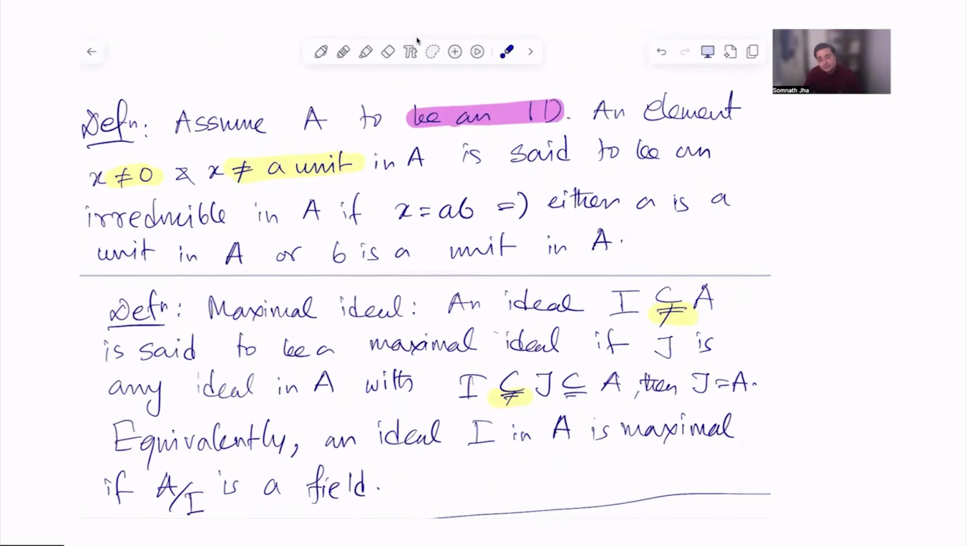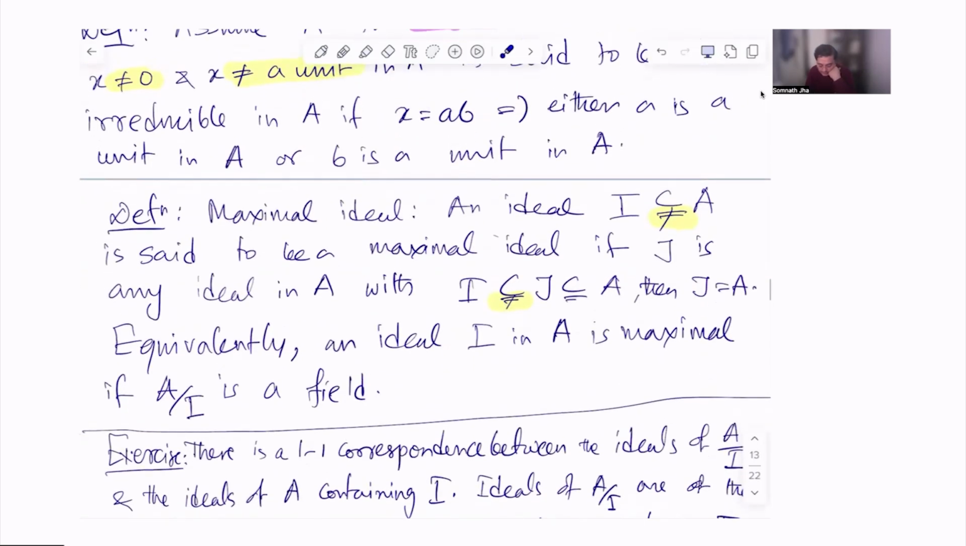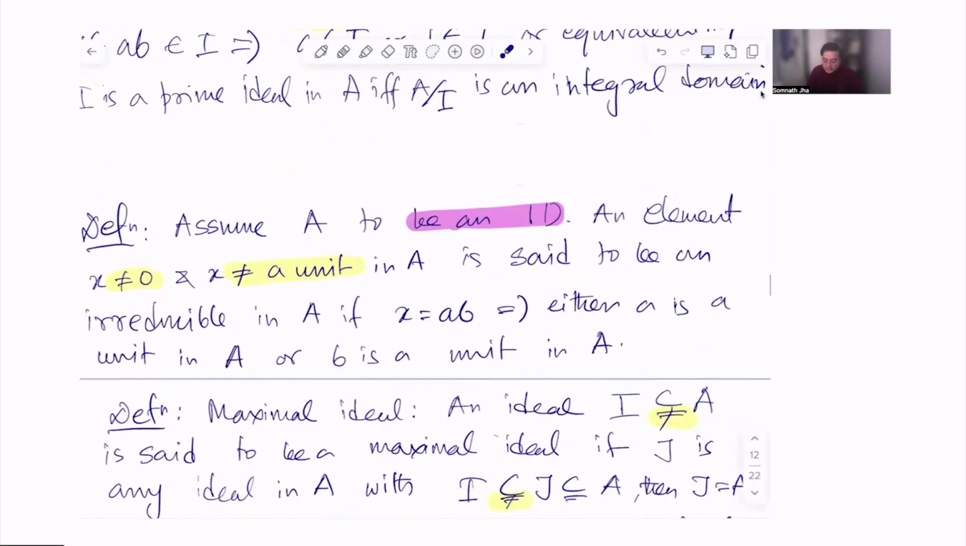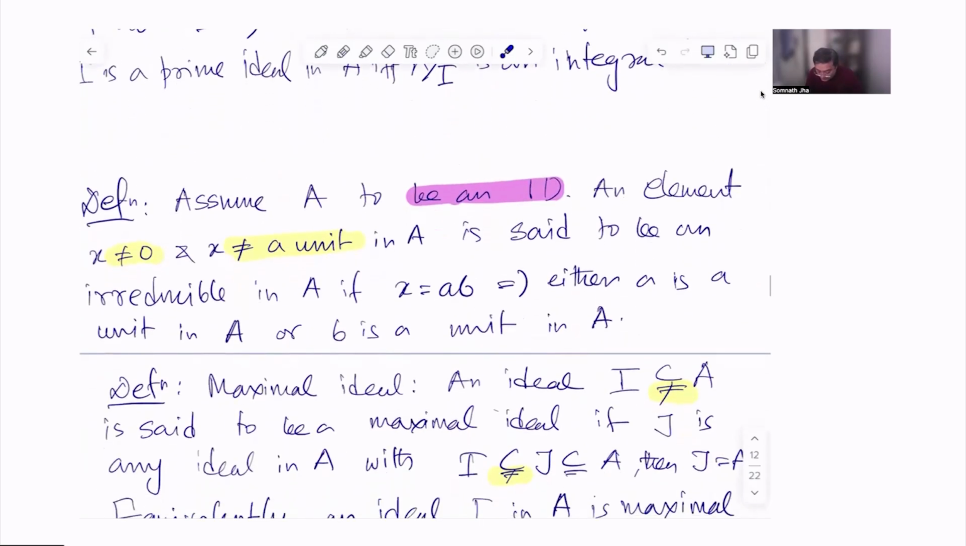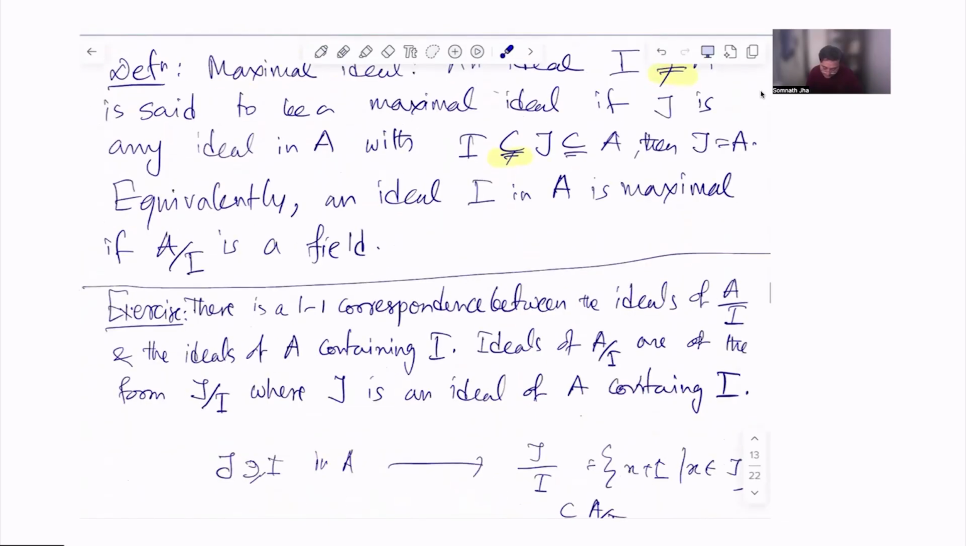Finally, there's this concept of maximal ideal. An ideal is called a maximal ideal if it is not strictly contained in any other proper ideal, so it is maximal with respect to set theoretic inclusion among ideals. So if there is an ideal J that strictly contains I, then J must be equal to the whole ring. Or equivalently, we have seen that I is maximal if the quotient A mod I is a field. By definition, prime ideal and maximal ideal are not the whole ring. So the question is, what is the relation between irreducible and primes, which we are going to explore today a little bit?